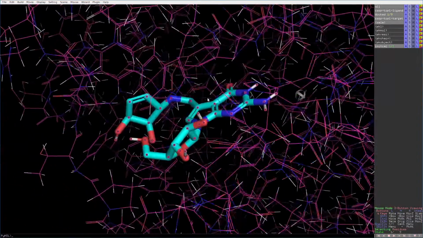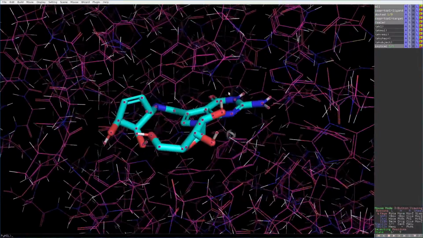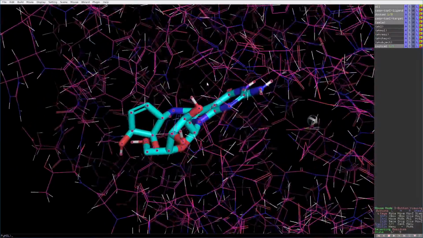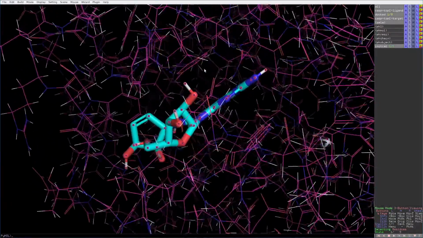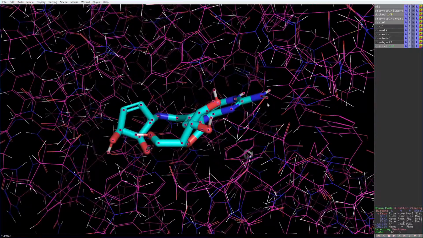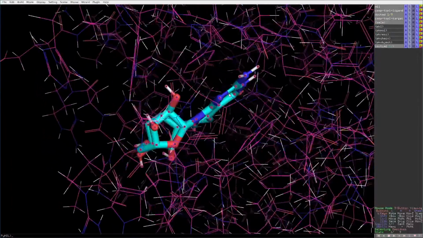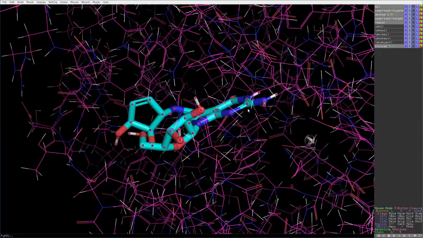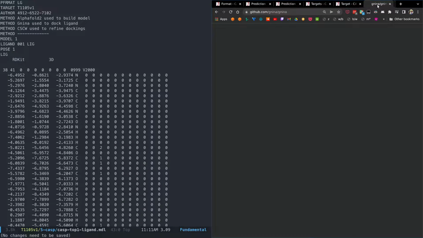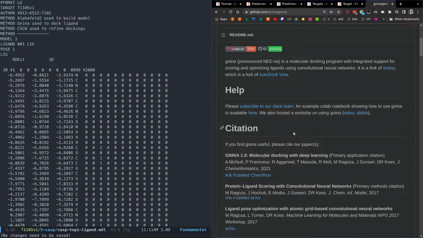Oh, that's actually better. Oh, then you see the backbone as well, and the backbone will definitely be. Now that, I don't know about that leucine over there. That all seems really unhappy. Interesting. But yeah, I'm using Gnina.